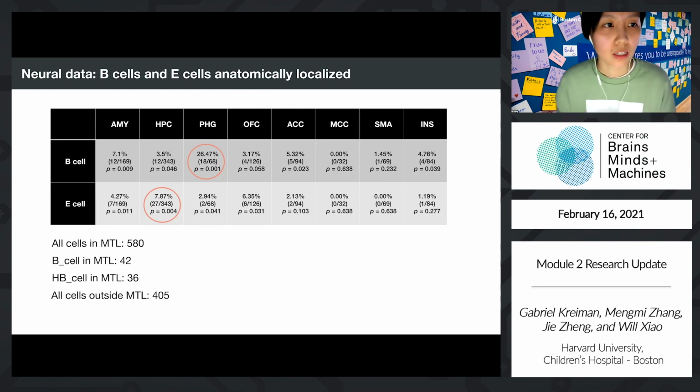This suggests that in this sequential firing, the early response from the B cells might be due to the early response from the visual streams or visual areas, while the later response from the event cells, which are mostly from the hippocampus, might reflect later comparison operations in the hippocampus.